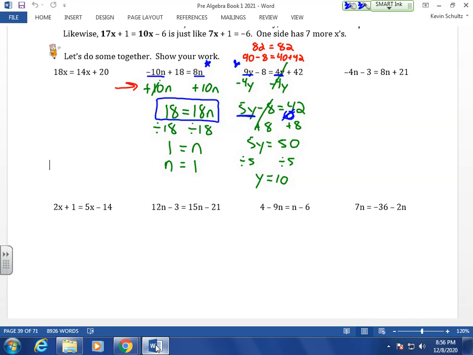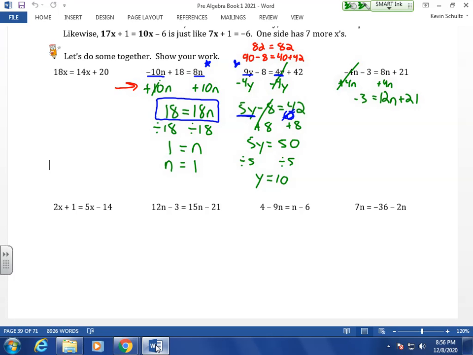Negative 4n minus 3 equals 8n plus 21. I've got constants on both sides again, so it's not really going to save me any time to move my variables to the left or to the right. However, if I want to keep my coefficient of n positive, I'm going to add 4n to both sides. Because negative 4n plus 4n cancels them out on the left. Make sure you bring that negative sign down with that 3. And then 8n plus 4n is positive 12n, and then plus 21.